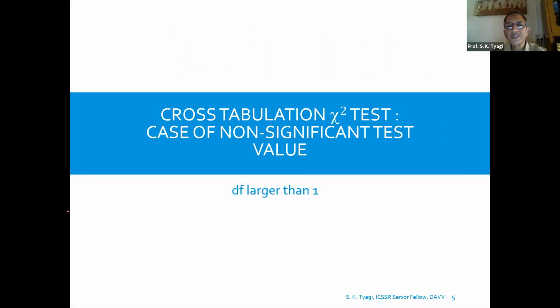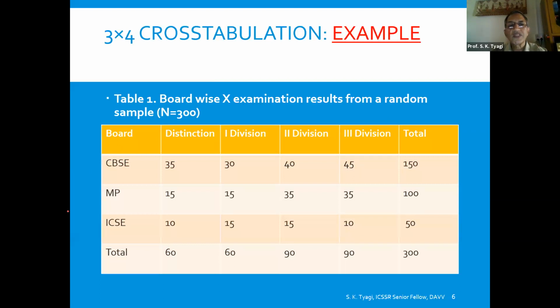Now we come to the first example of the cross-tabulation chi-square test, and first we will be taking up a non-significant test value, so that we do not need residual analysis. So this is an example: board-wise class 10th examination results from a random sample of 300 students. Look at this table. Our total sample size is 300. But all these three, CBSE, MP board, ICSE, are not of equal size.